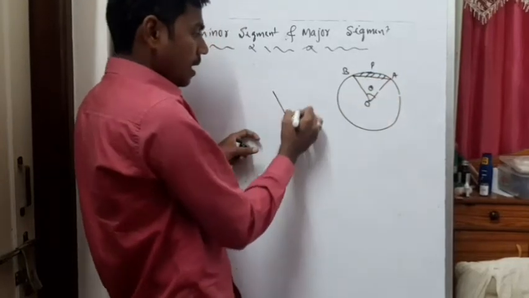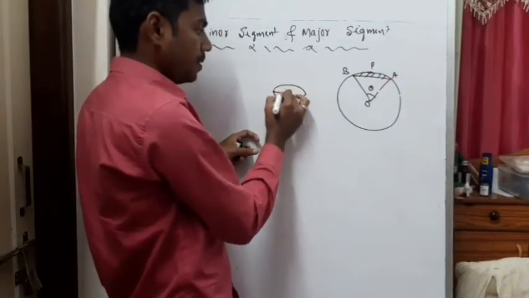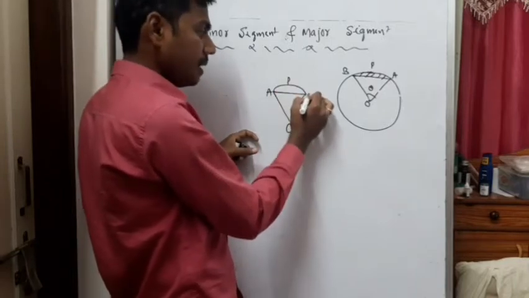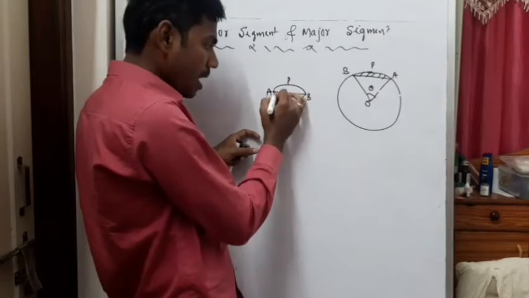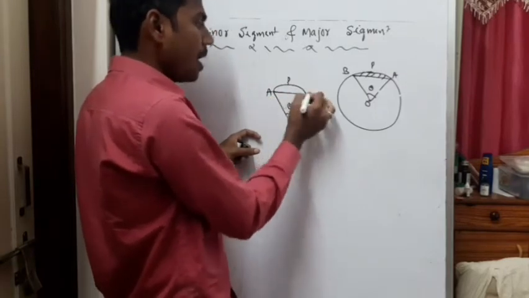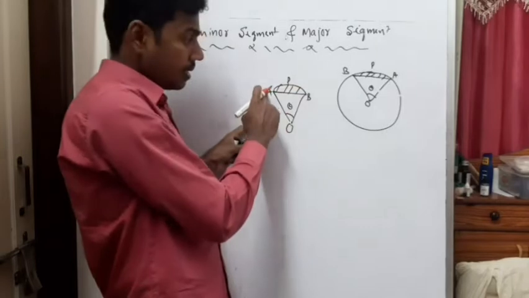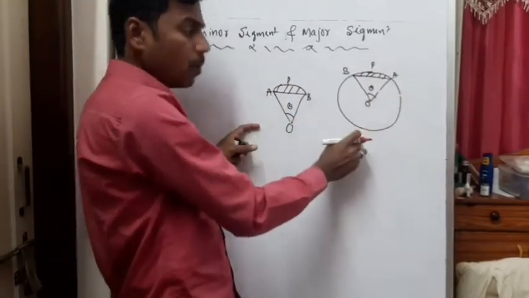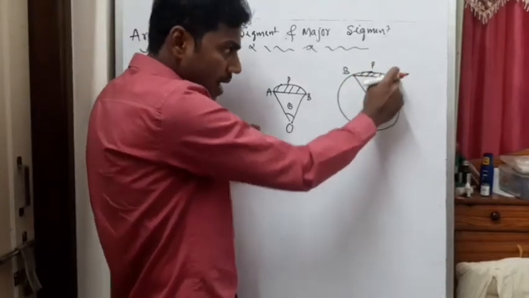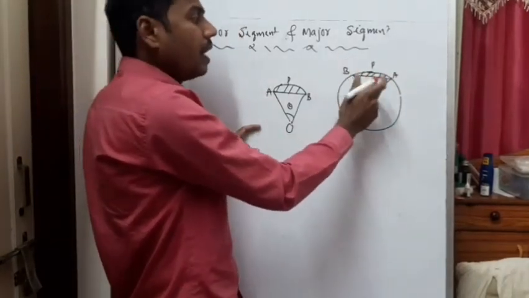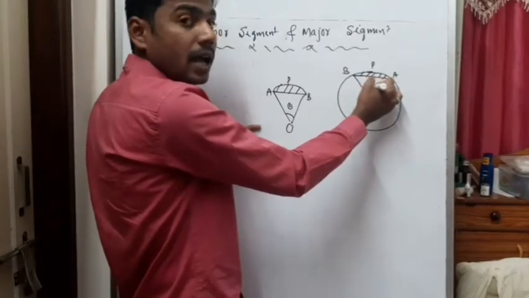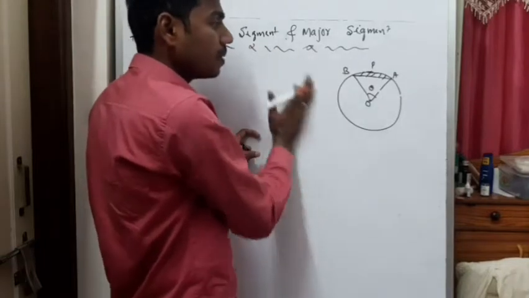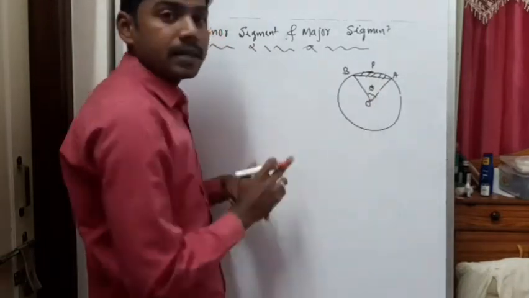See, it is like this. This is the complete sector. OAPB is a sector. In this, if you remove the area of triangle OAB, then you will get the area of the segment APB. So to get the area of the segment APB, first find the area of the sector, and after that, remove the area of the triangle, then you will get the area of the minor segment.